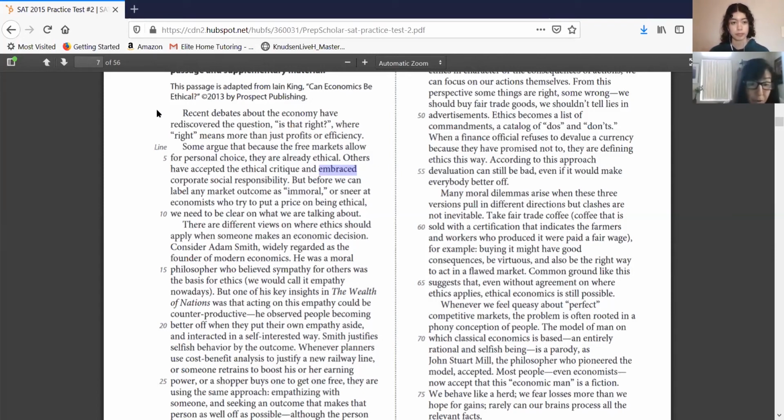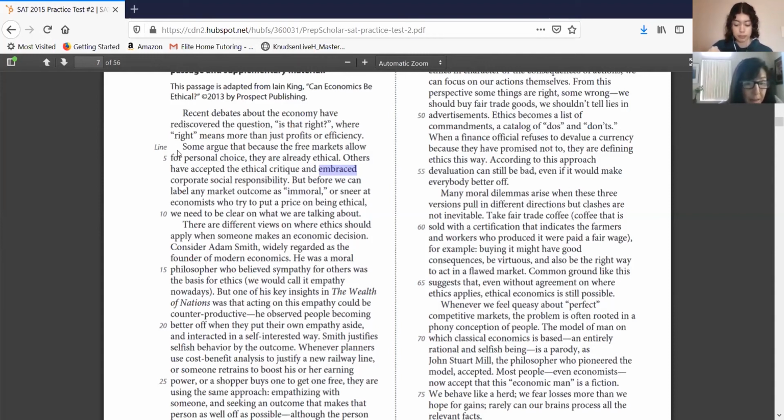Where right means more than just profits or efficiency. Some argue that because the free markets allow for personal choice, they are already ethical. Others have accepted the ethical critique and blanked corporate social responsibility. But before we can label any market outcome as immoral or sneer at economists who try to take a price on being ethical, we need to be clear on what we are talking about. There are different views on where ethics should apply when someone makes an economic decision. Okay, we've read enough. Go back to that.